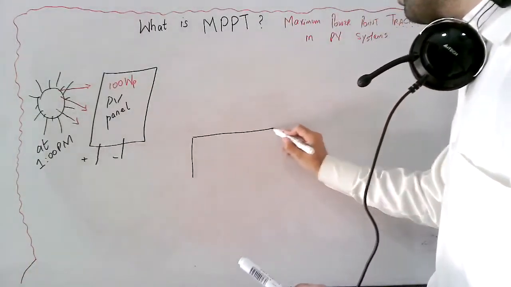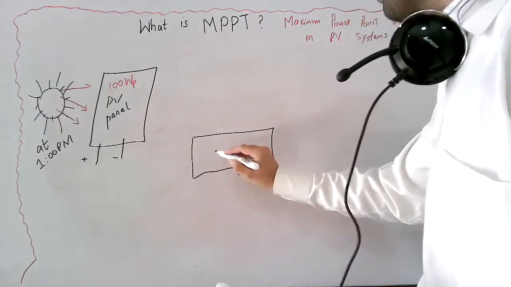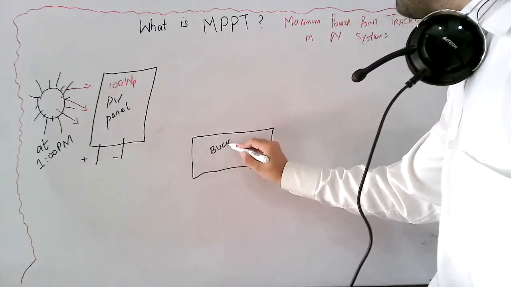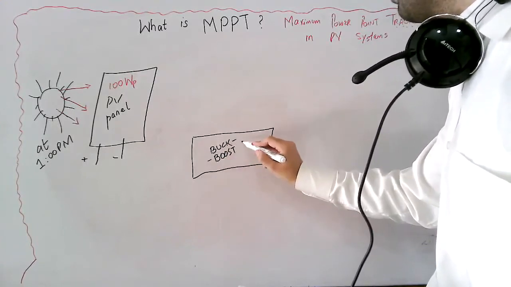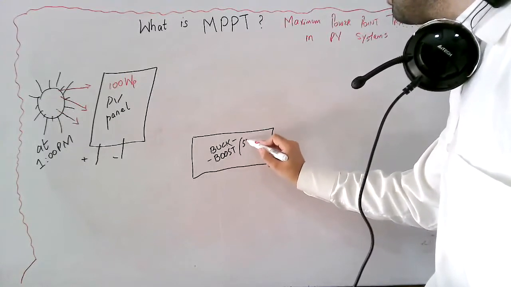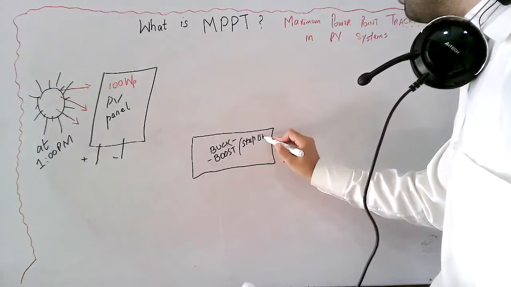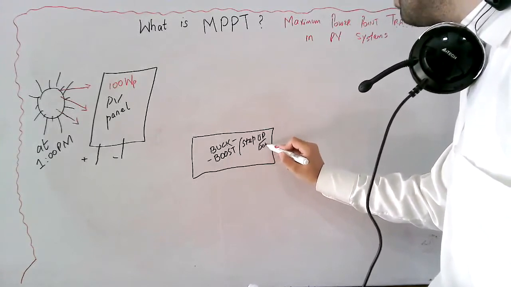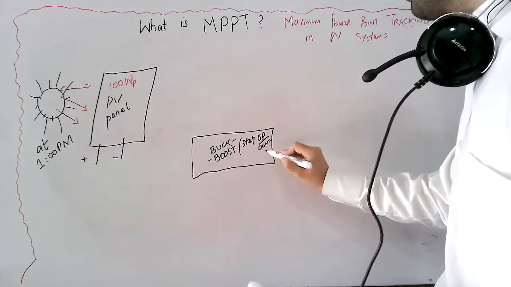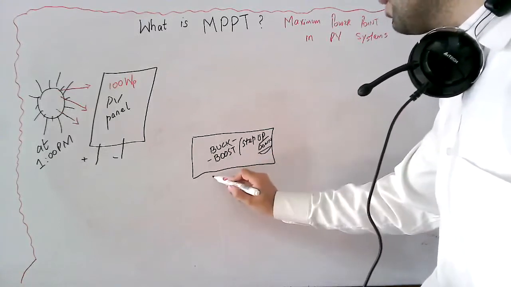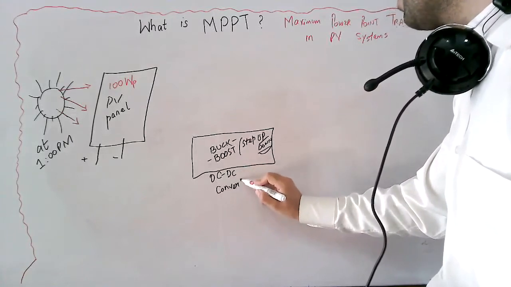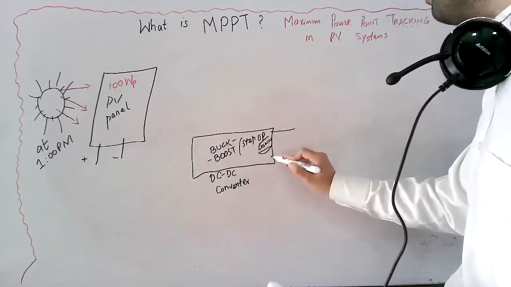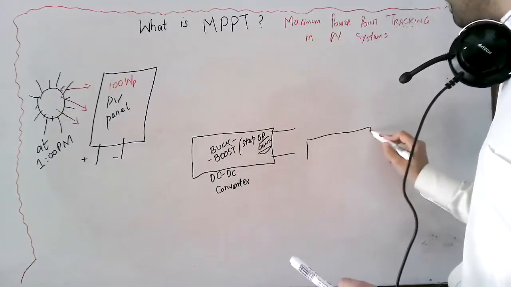What happens is that you have a buck boost, or I may say step up, step down, DC to DC converter, and here you have a battery.